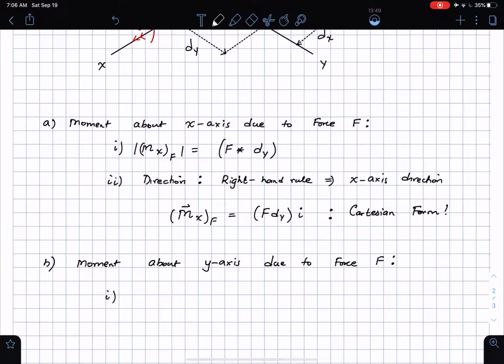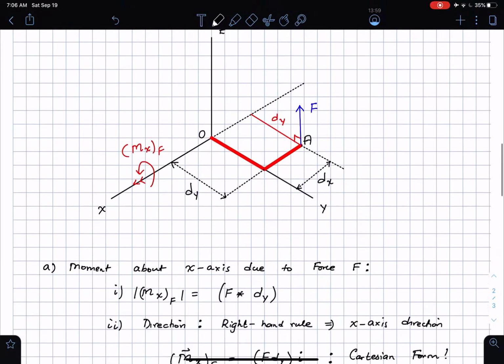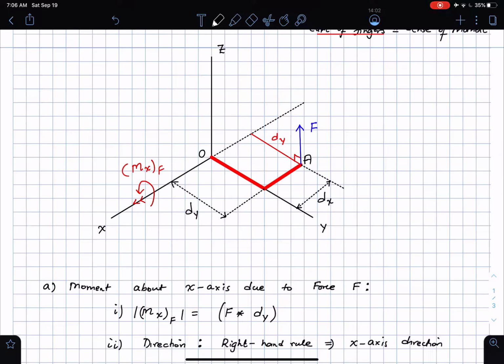Once again, the magnitude. Due to the force F, I'm looking at the magnitude of this. This is going to be force times the perpendicular distance. So if I go back here, what is the perpendicular distance? From the axis of interest all the way to the line of action of the force. Which means that I can typically do it this way.